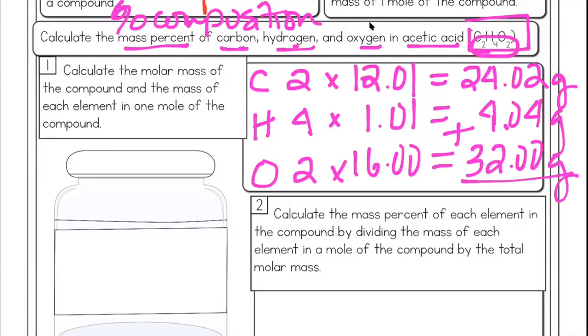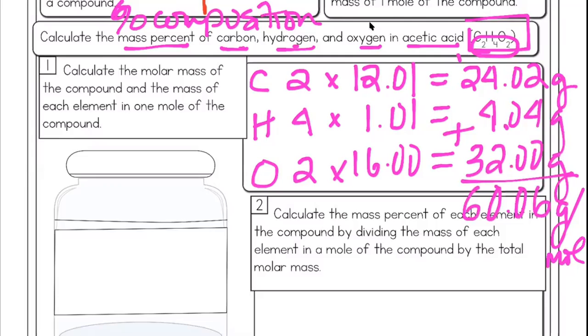Okay. And so if I add these together, let's see, that's a 6, that's a 0, 4, 8, 9, 10, that's a 0, and then carry the 1. So 60.06 grams per mole. Okay, that's our molar mass.